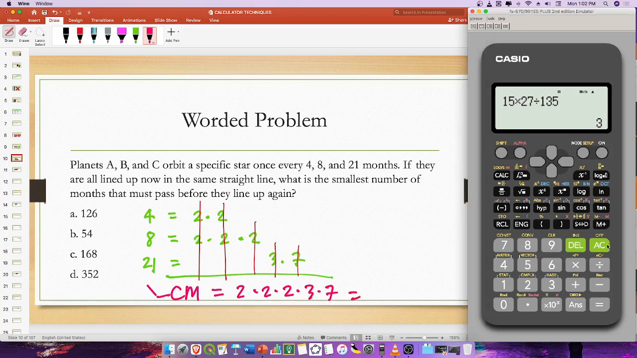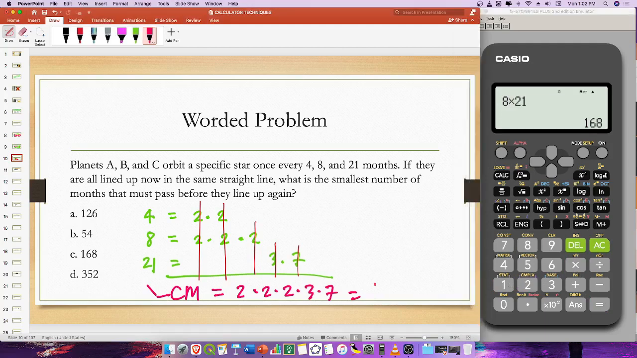Let's try using your calculator. 2 times 2 times 2 is 8. 3 times 7 is 21. So that will become 168. So 168 is our least common multiple, or 168 months after the first alignment. Okay, they will line up again in 168 months. This will be our final answer: 168.